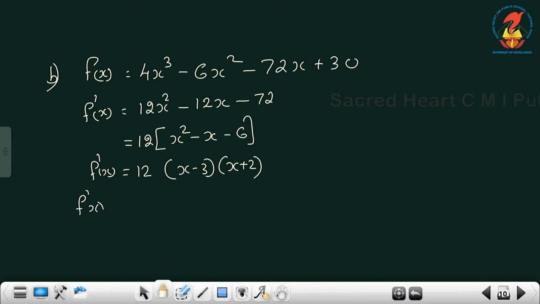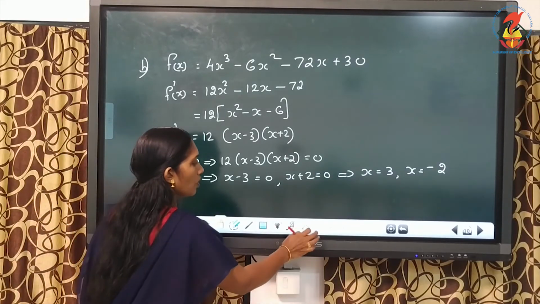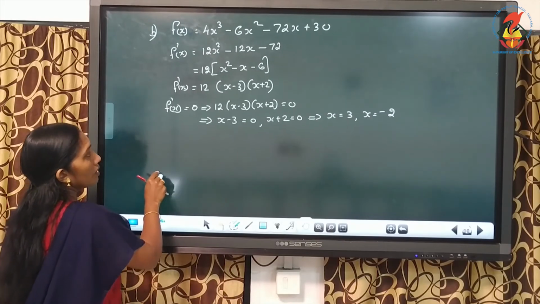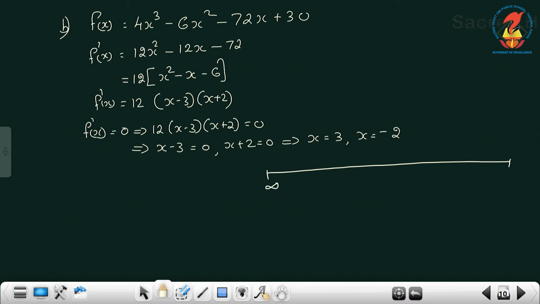Now after this step, put f dash x equal to 0. That implies 12 into x minus 3 into x plus 2 is equal to 0, which implies 12 cannot be 0, so x minus 3 is 0 or x plus 2 is 0, which implies x is equal to 3 or x is equal to minus 2. Now draw the number line. The domain is the set of real numbers. Draw the number line, minus infinity, infinity, with minus 2 and 3.